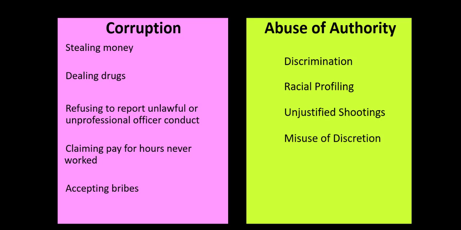That is a much different thing, as far as our terminology, from abuse of authority. So abuse of authority is discrimination, racial profiling, unjustified shootings, or just generally misusing their discretion. Abuse of authority isn't done for personal gain. That's the difference, right? Police corruption, the cop is getting something: money, drugs, getting to be the big shot, cash, vacation time, right? That's corruption. Abuse of authority, think more discrimination, profiling, unjustified shootings, misuse of discretion.